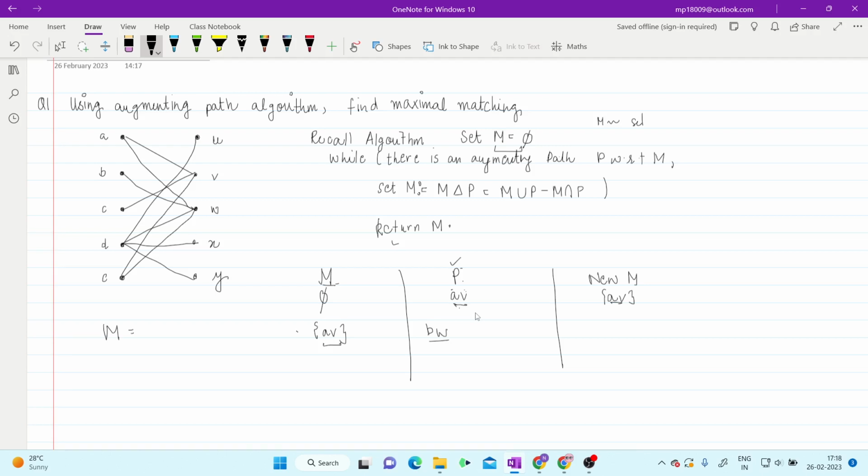Now this is an augmenting path because it is starting with an unmatched vertex and ending with an unmatched vertex. The new matching is the union minus the intersection, AB and BW. Now we have a new matching AB and BW. With respect to this matching, can you give me an augmenting path? Yes, ma'am. Next, DX. Okay, yes, we can take DX, and this is the new matching: AB, BW, and DX.